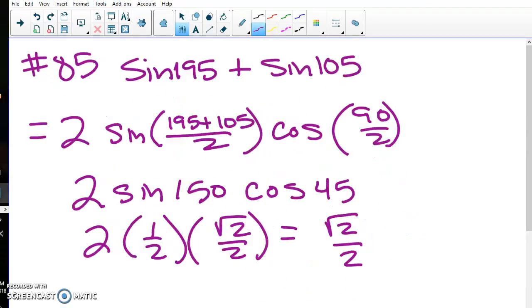We did basically the same thing we did, except this time our sum to product was sine u plus sine v. We plugged it in. Not too many differences. Looks very similar. And we came up with the square root of 2 over 2.